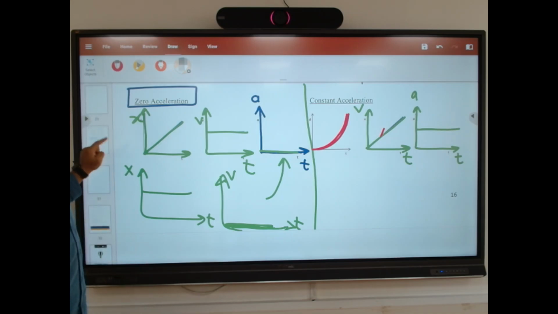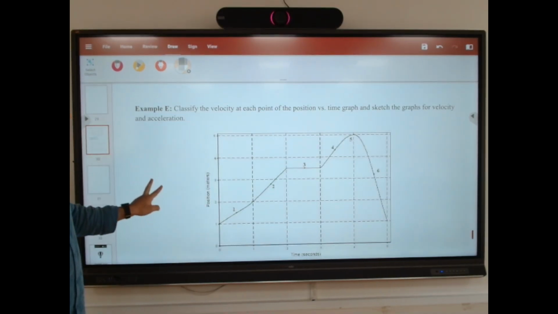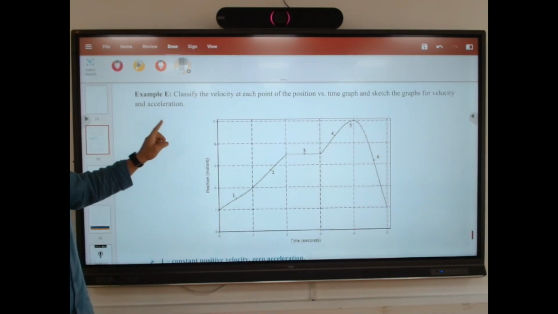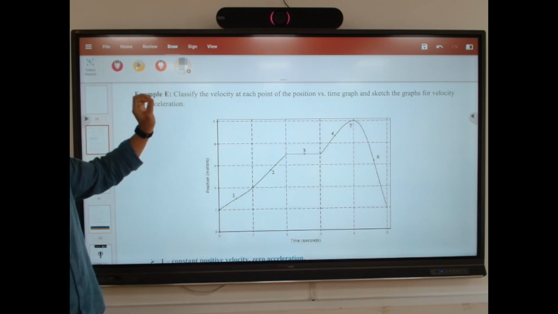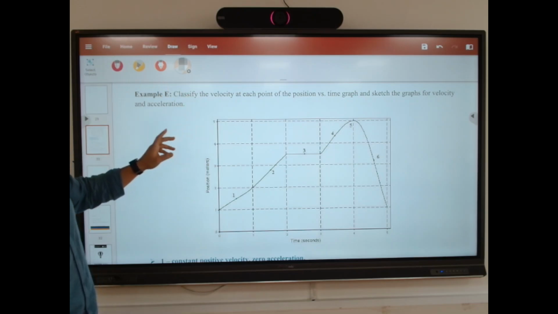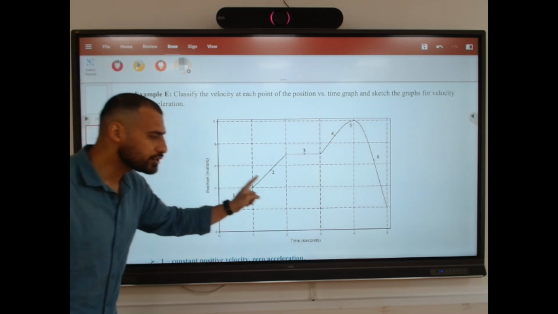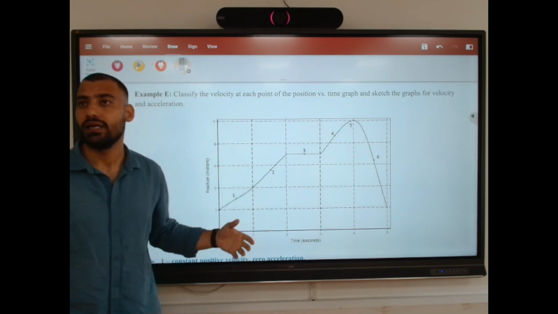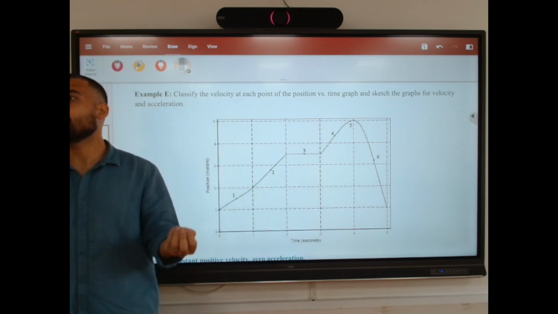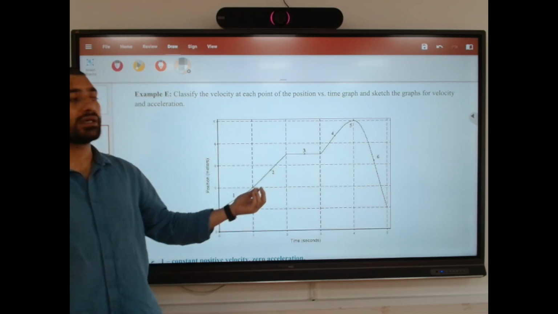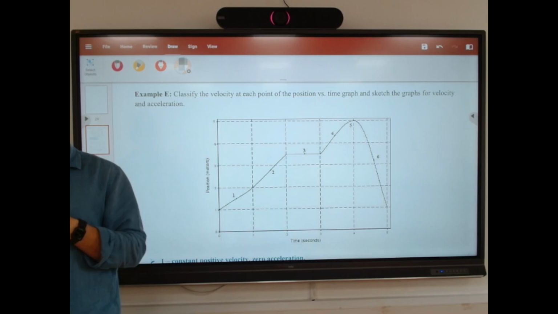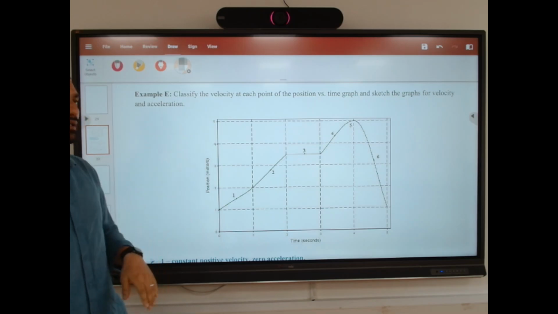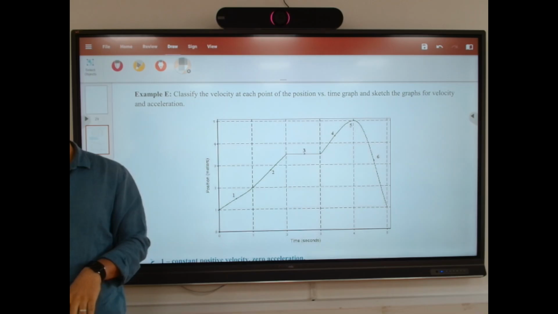Now you have a question. Classify the velocity at each point of the position versus time graph and sketch the graphs for the velocity and acceleration. Okay, this is a position time graph. From this we have to plot its velocity time graph. From this we also have to plot its acceleration time graph. Is that fine? That will be the last assignment from this unit. Okay?